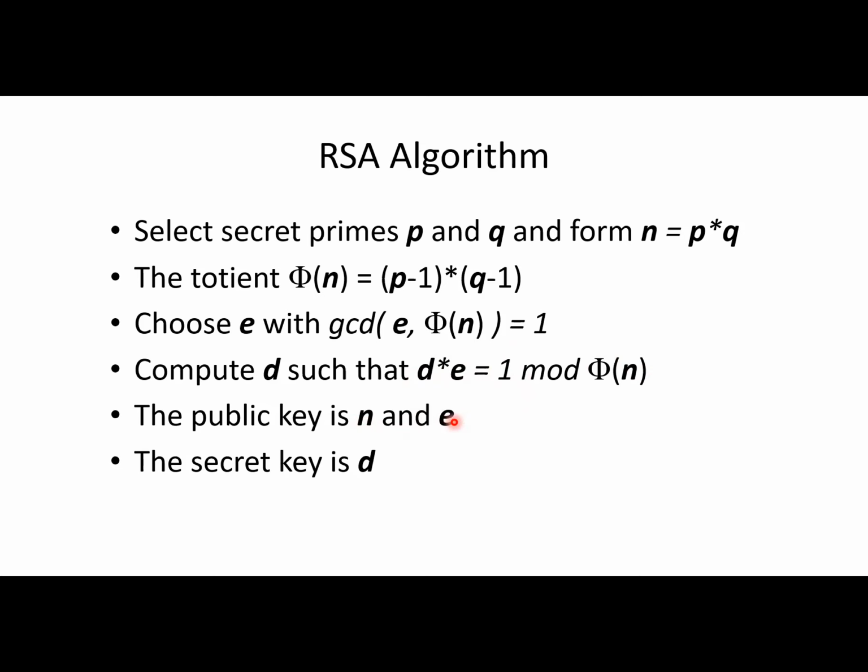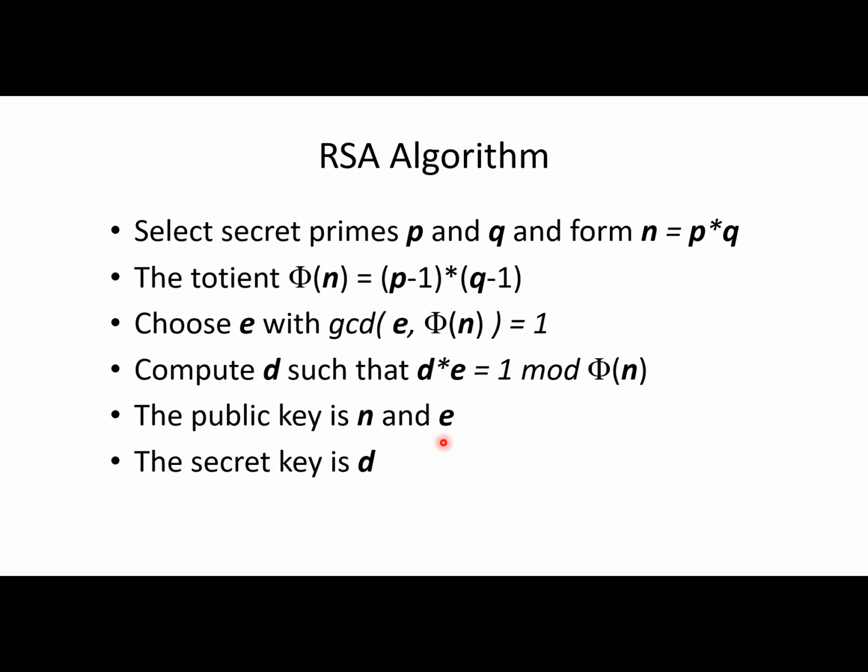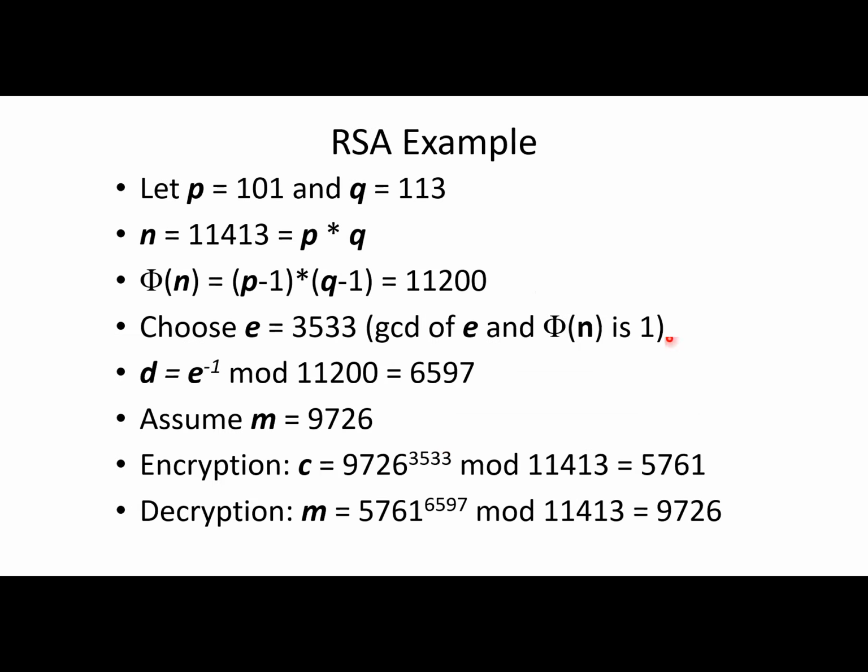N and E are the public key, so you can tell everybody N and E, and then to decrypt, you use D. Everybody knows N, and everybody knows E. D is the secret you don't tell anybody, and with that number, you can then decrypt what was encrypted. Here I've got some numbers.